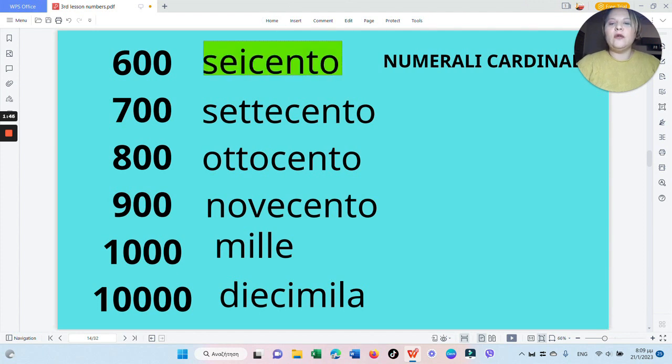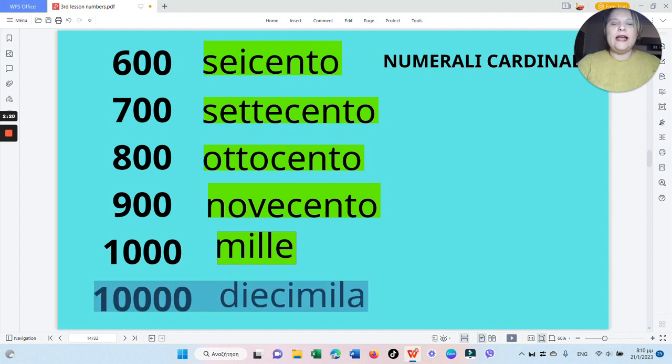600, 700, 800, 900, 1000. 1,000 has two L. But if I want to say 2,000, then it will be written with one L, and not two. For example, 10,000, and not with two L. Only one L, not double.